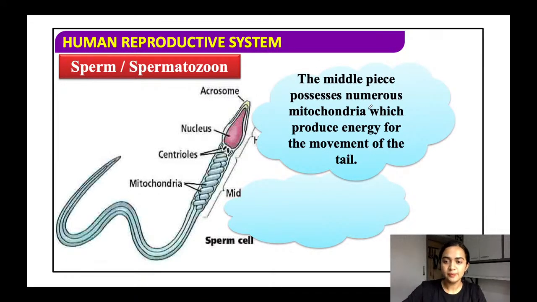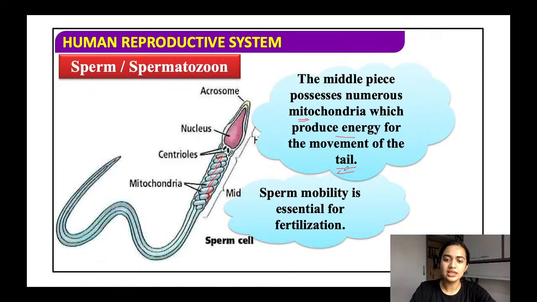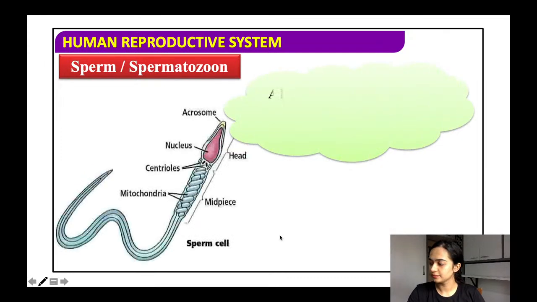Now, the middle piece basically contains the mitochondria. As we know, mitochondria are the powerhouse of the cell, they produce energy. But where is this energy used? You see this structure, this is the mitochondria. This energy is used for the movement or locomotion of the sperm, and it helps the tail cause a rapid movement that will help in mobility. So it will help the sperms to travel through the vaginal tract and help in fertilization.